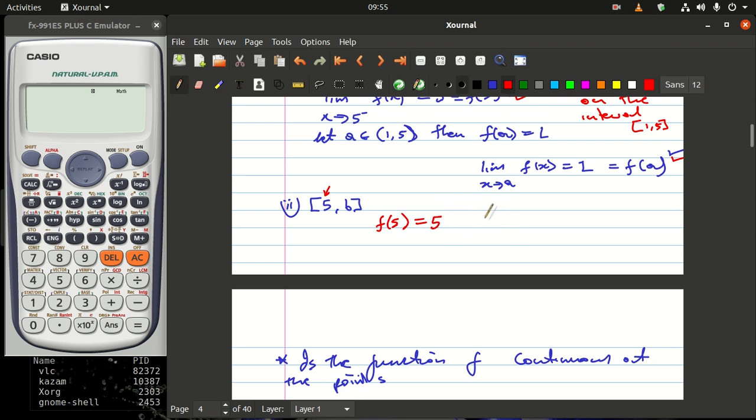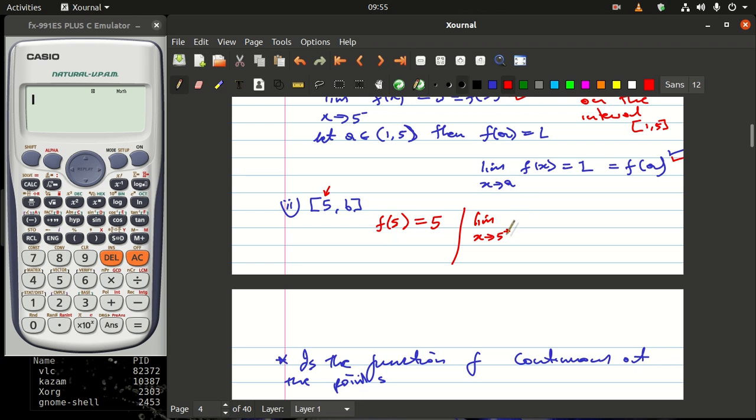So f of 5 is the same as 5. Now, I want us to look at the limit as x approaches 5. In order for me to approach 5 in this interval, because 5 is the smallest value in this interval, the only way I can approach 5 is from the right of 5. When I'm saying 5 comma something, I will be in this interval. But on the left of 5, I'm going to get 4 comma something, and that is not part of this interval. So I cannot pick something on the left. I can only pick something on the right.